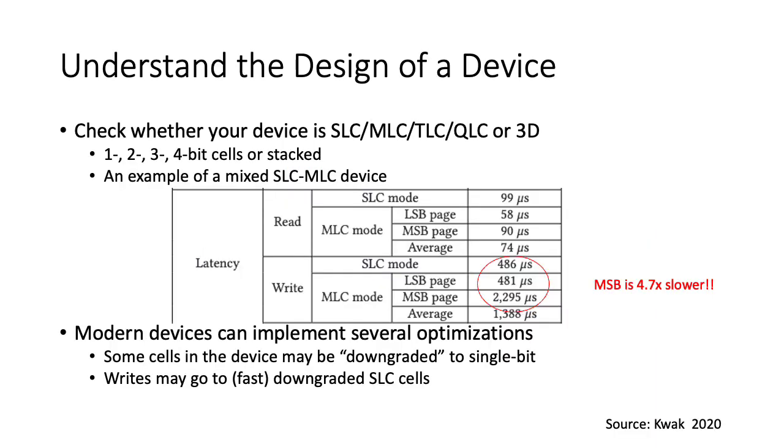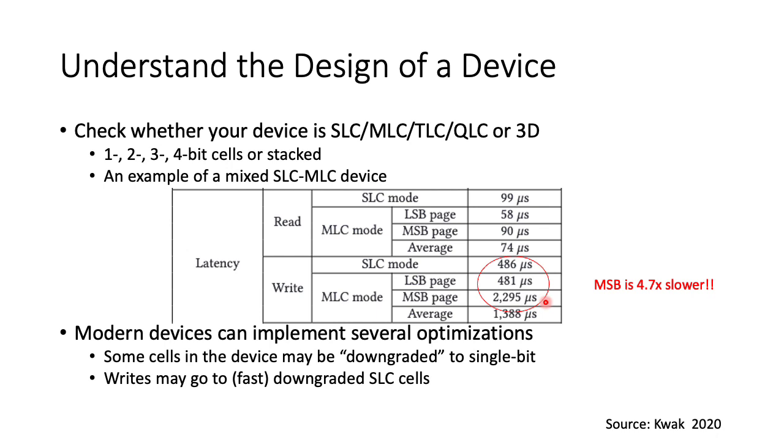Very briefly, devices are built with flash cells that can store 1, 2, 3, or 4 bits per cell, and a device could even be stacked. I'm going to give you an example here of a device that actually uses single-level cells and multi-level cells, 1 or 2 bits, and here are the differences in terms of times if you're performing a write and a read in one mode or the other. Just to give you an idea, a write in SLC mode can take a little less than 500 microseconds, but a particular write in MSB mode can take more than 4 times that amount.